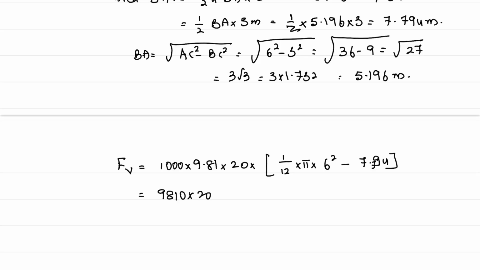9,810 into 20, individual values we'll cross check. Pi into 36 divided by 12, that is 9.424 minus 7.794. This into 20 into 9810. That is 319,958 newtons. What is the horizontal force we have got? Value?